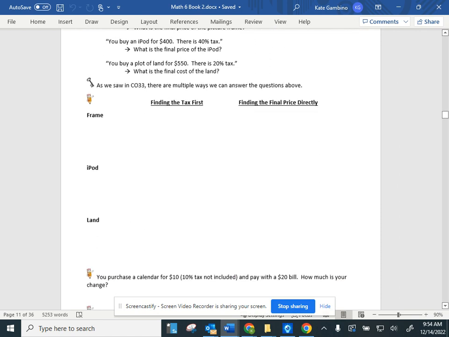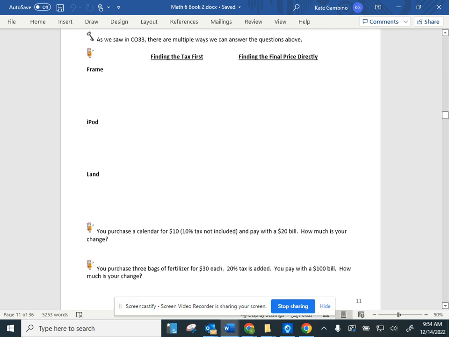So as we saw in CO33, there are multiple ways we can answer the questions above. So I'm going to show us two different ways to figure out that tax, just like yesterday. And then you're going to say, which way works best for me? Okay, I'm going to show us both ways. And then we're going to go back and say, oh, I get this way. I'm going to use this way to answer it. Because like yesterday, either way will get us the same answer.